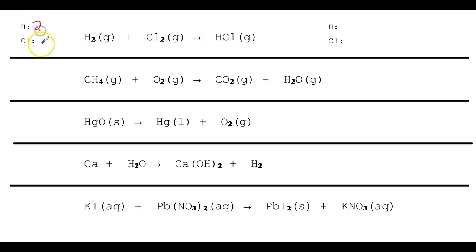Last set that I'm going to do here. Hydrogen and chlorine is going to make hydrochloric acid. 2, 2 on the left, 1, 1 on the right. Put a 2 in front of that there, and what do you know? That right there balances it. Bring down the balanced equation panda.